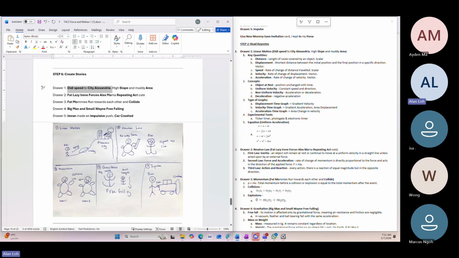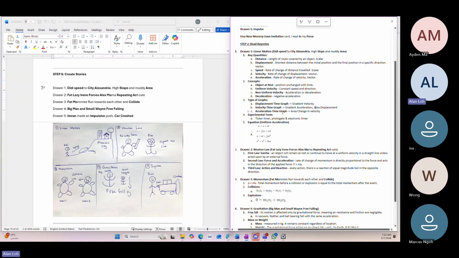So this is city of Alexandria. Slope means gradient. Remember we learned about gradient. In different types of graph, the gradient represents different things, right? For displacement over time, the gradient is velocity. For velocity over time, the gradient is acceleration. Then the area below the graph for velocity over time is displacement. For acceleration, it is change in velocity.